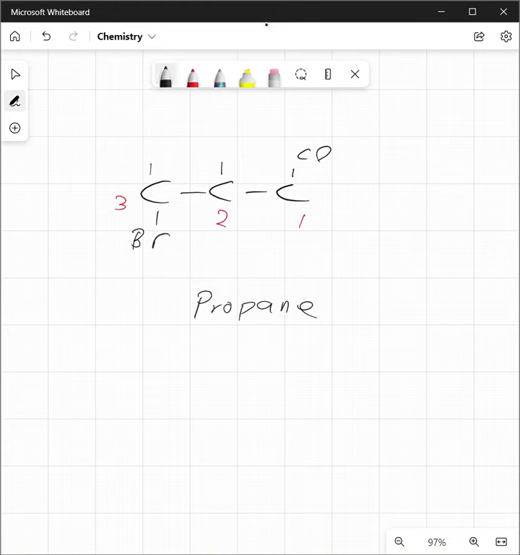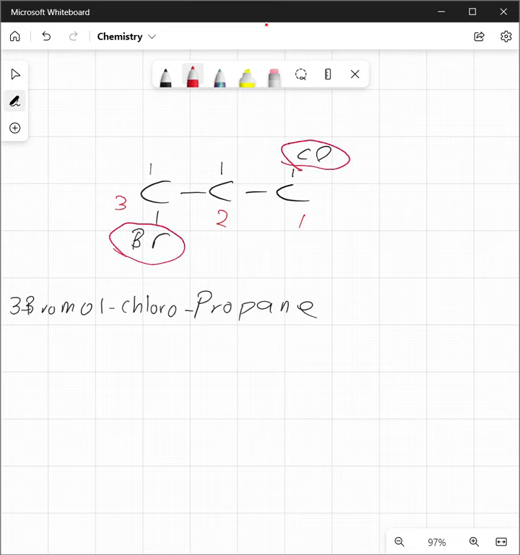Okay, so I have 3-bromo-1-chloropropane. Okay, 3-bromo-1-chloropropane.